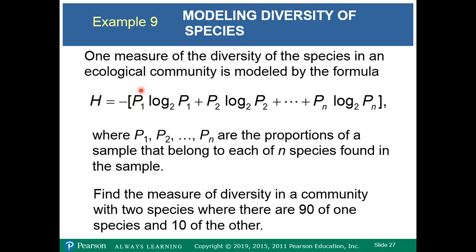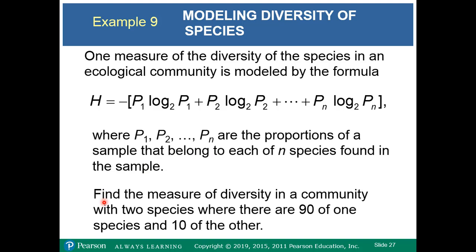So P1 is the proportion of species 1 in the sample. What proportion of the sample belongs to species 1? What proportion of the sample belongs to species 2, and so on and so forth. All of the proportions should add up to 1.